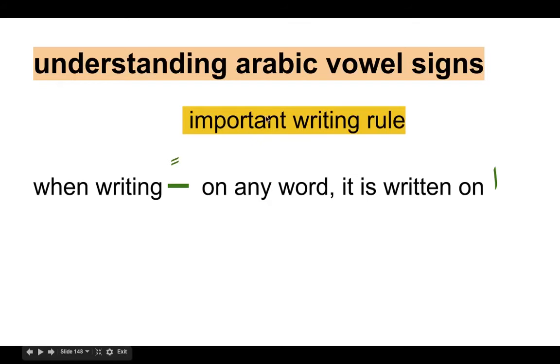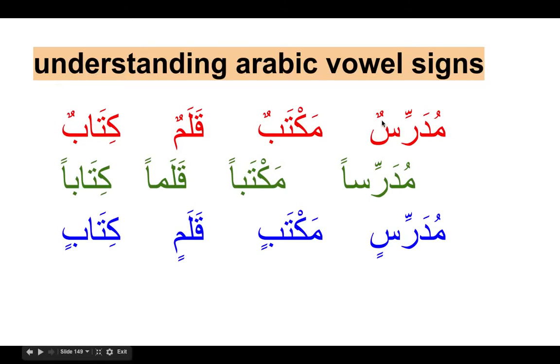Another important writing rule which we have to learn from this lesson is that when you write double fatha, a sign of indefinite, on any word, it is not written normally upon the letter, it is written on an alif. For double dhamma, we write normally mudarrisun on top of the letter, maktabun on top of the letter. For double kasra, mudarrisin below the letter, maktabin below the letter. But if you notice, there's something different here. For mudarrisan, the double fatha is always written on an alif.